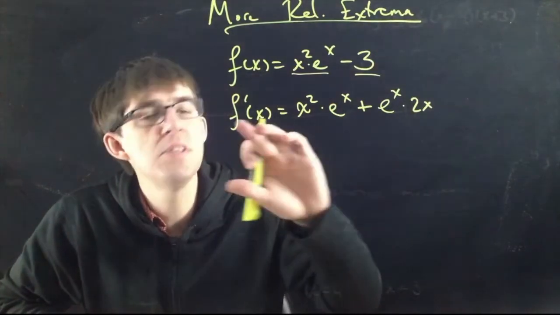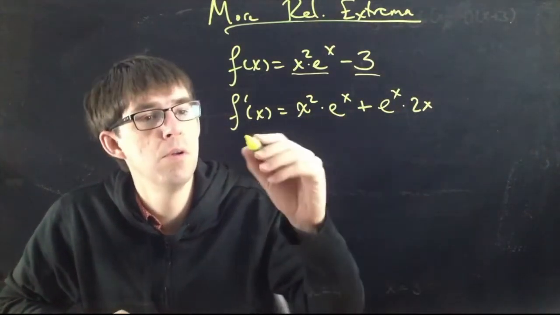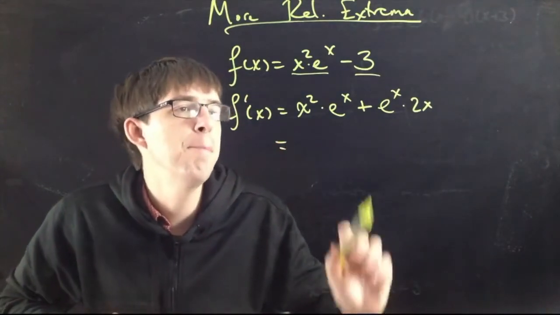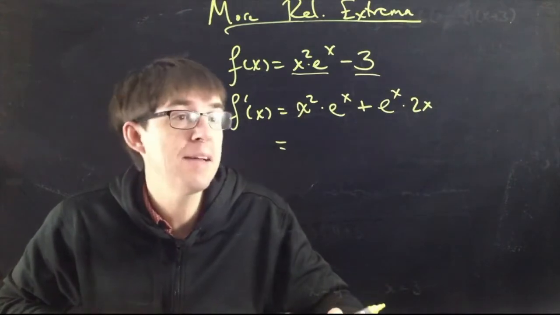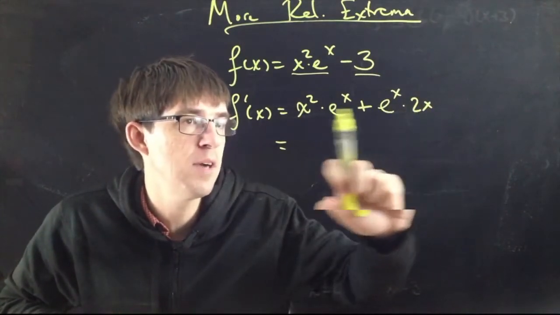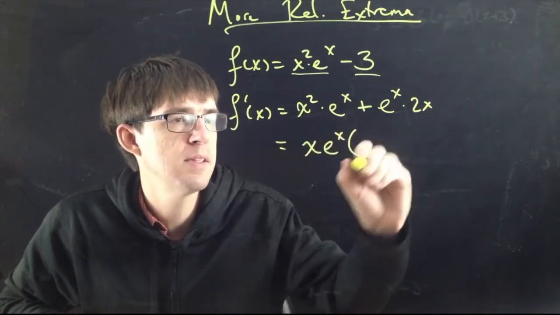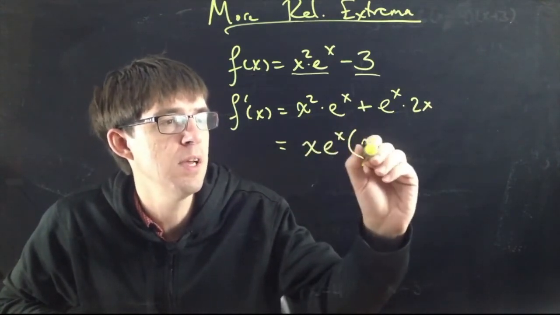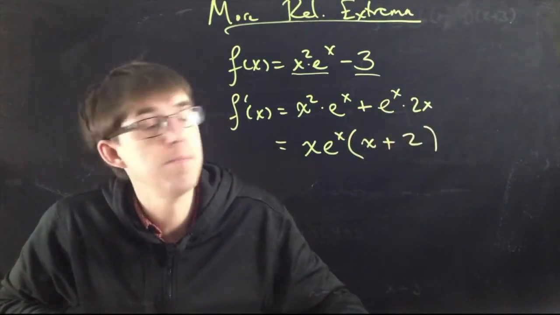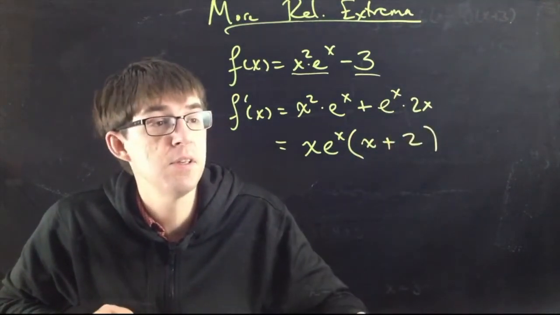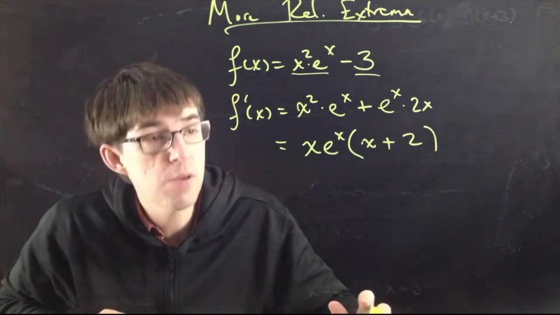All right. This is the derivative. We should simplify as much as we can because it will serve us well later on. Both of these things have e to the x in them, so I'm going to factor out e to the x. Actually, you can also factor x from both of them. So I'm going to factor x e to the x, and what's left is x plus 2. This is as simple as this derivative is going to get. That's the factored form. Let's find the critical numbers then.